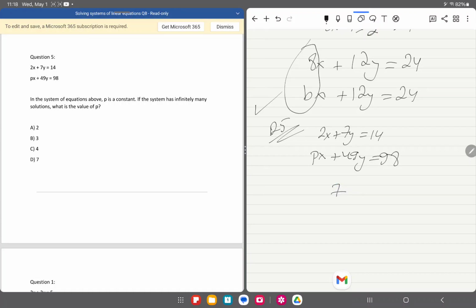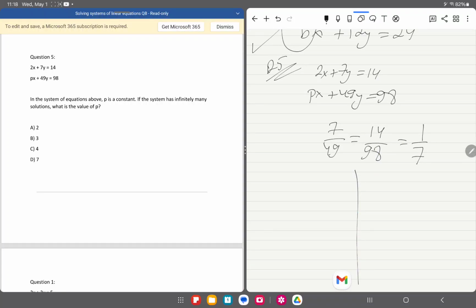So since I've got 7 over 49 equals 14 over 98, now I can do a legitimate test. So 7 over 49 is equal to 14 over 98, which is 1 over 7. Now, if I do the two methods that I said earlier, like 2 over p, I would assume 2 over p is equal to 1 over 7, so p is equal to 14. Now let us try it the other way around: 2 over 7 is equal to p over 49, which is 14 over 98.